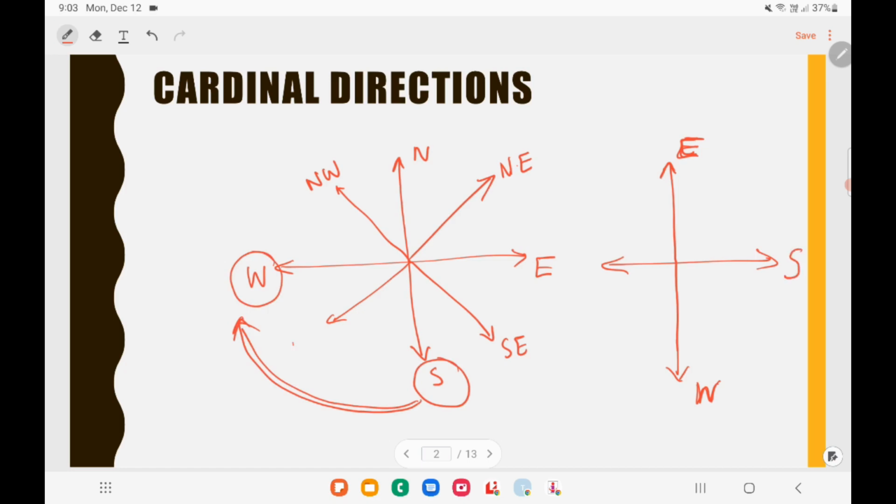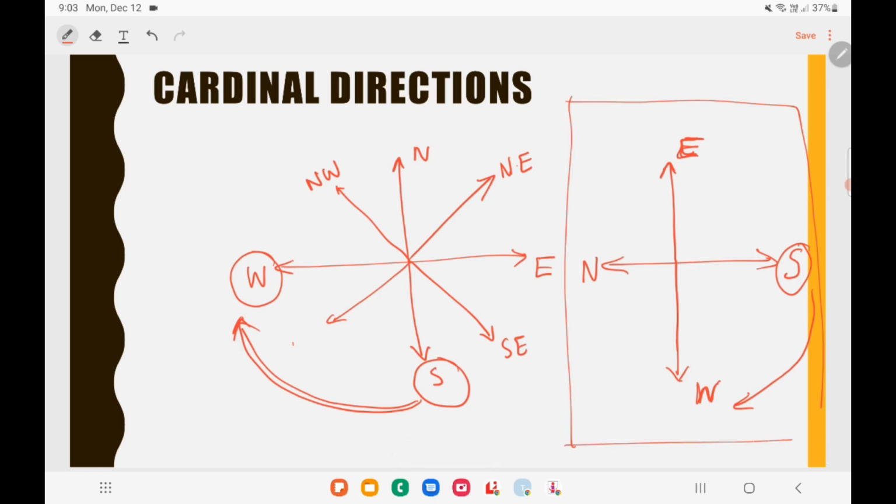So south will come here, right? Because after south, in the clockwise direction, west will come, and north will be coming here. We will be doing one problem where we apply this concept, because in some problems you might need to draw the diagrams like this. It won't always come like this, so you need to understand this concept as well.